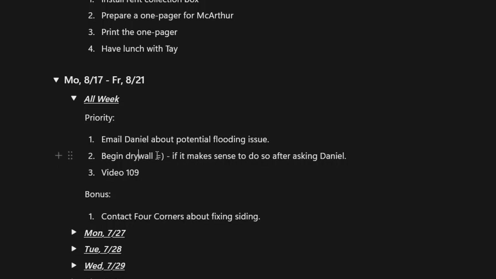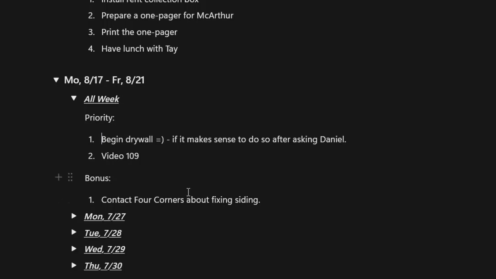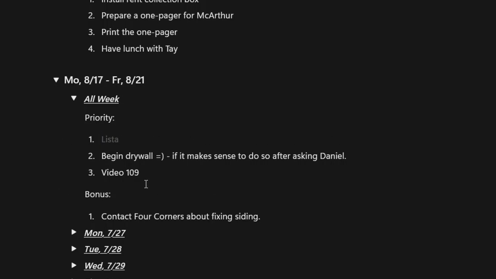I've written down begin drywall, but now because something else has come up, this is not written down, and all I have to do is put my cursor right before where I wrote it down, and click enter in order to create a new line item, in the correct position, right? I want it to be number 1 because it's something I want to do before drywalling, and that is to email Daniel, my plumber, to ask about the problem. First of all, we need to diagnose what the problem is. And then I need to understand what the next steps are that I need to take.